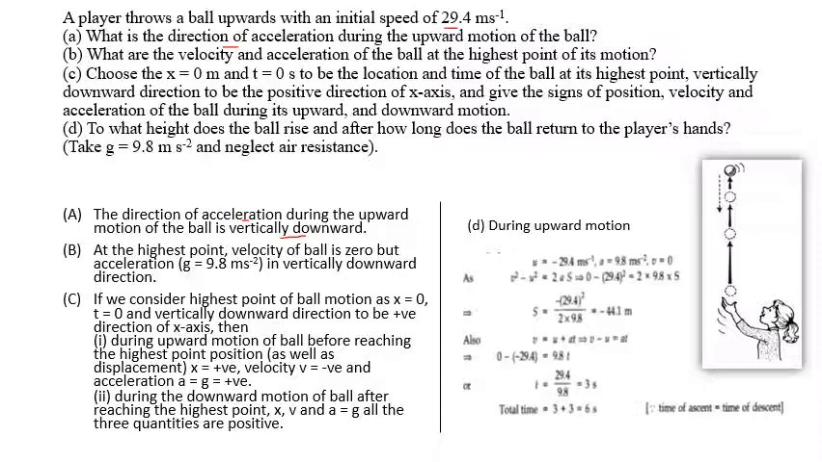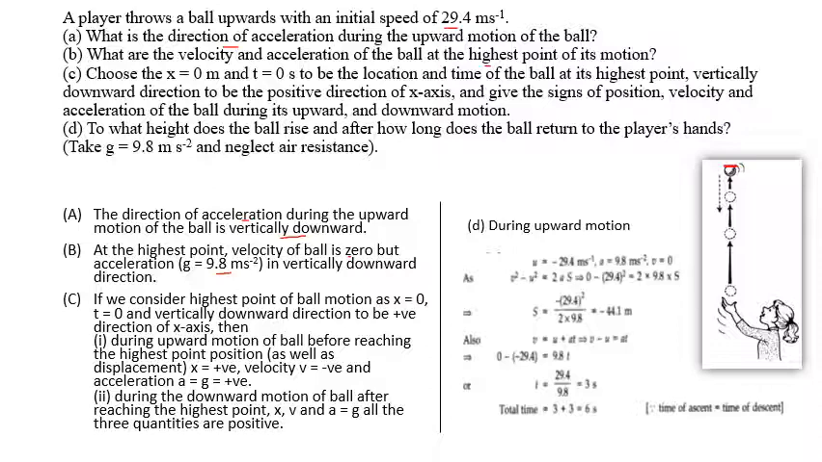Then what are the velocity and acceleration of the ball at the highest point of its motion? So what is the velocity at the highest point? We discussed this in the previous video class, right? While reaching the topmost position, the velocity becomes 0. So at the highest point, the velocity of the ball is 0, but the acceleration g is 9.8 meters per second squared in the vertically downward direction. See, this is how the velocity and acceleration will be.